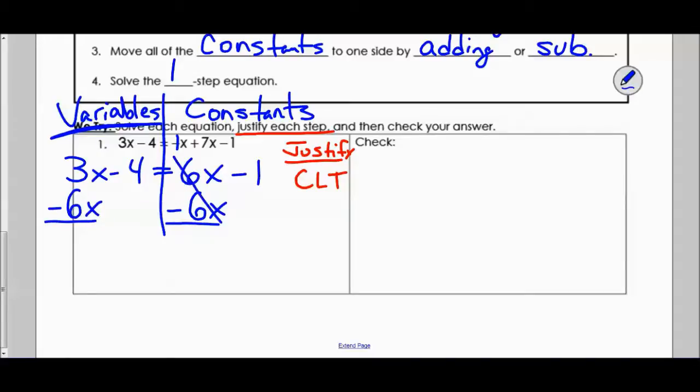6x minus 6x is 0. That completely cancels out. Don't need that anymore at all. The negative 1 is still left there. That sign is attached to the number. It's a minus 1 or negative 1, which is really the same thing.